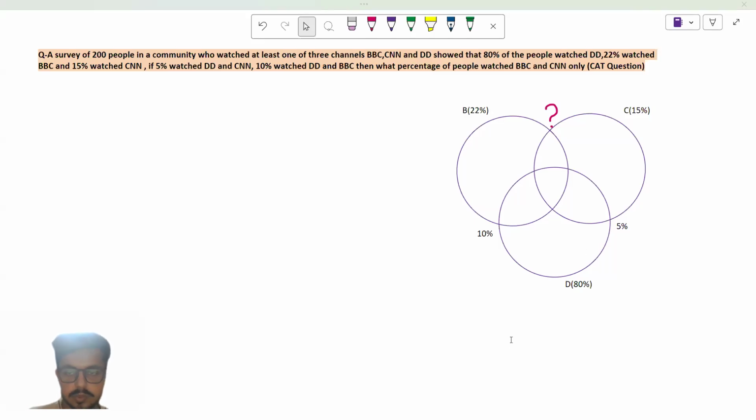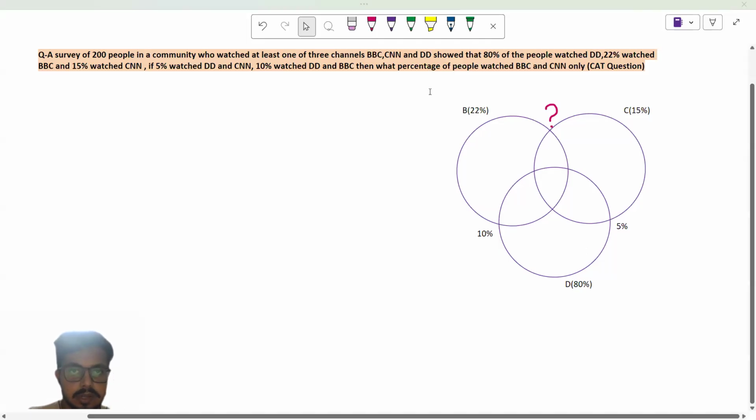Hello everyone. So let us have a look at this problem of Venn diagrams. Okay. So I have not covered the basics since you can get that from other channels. But this is something which needs to be done.